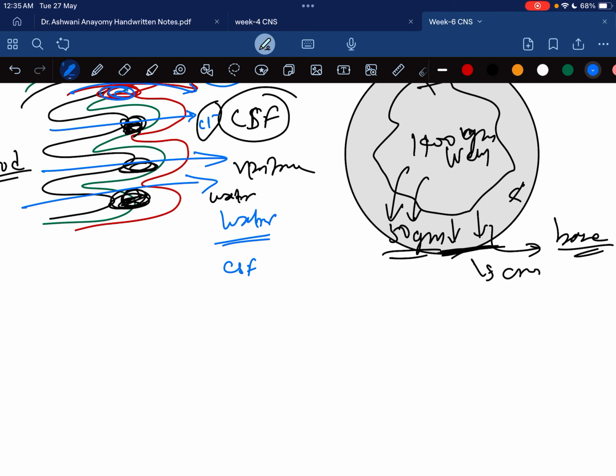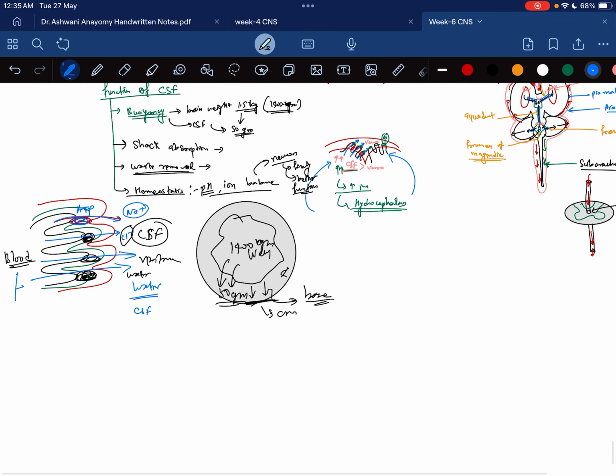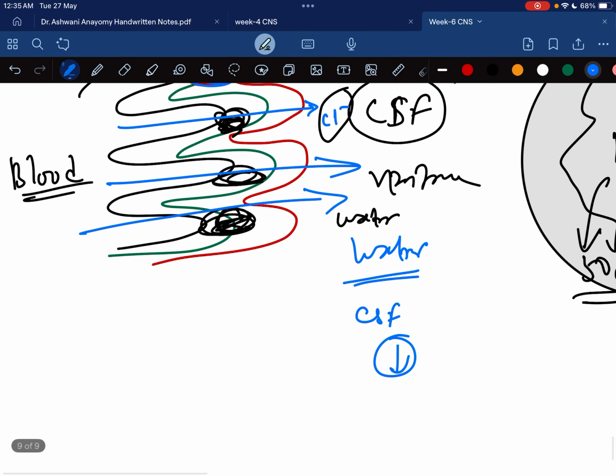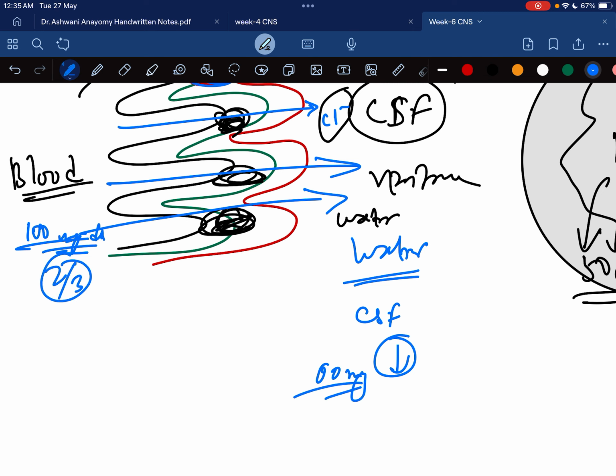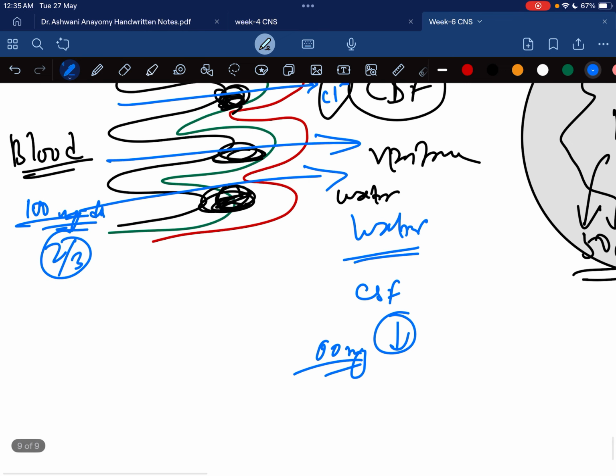There is slightly less protein in the CSF than in blood. For glucose, if blood has 100 mg per deciliter, here there is about 60 mg, so two thirds of the glucose is present in the CSF.